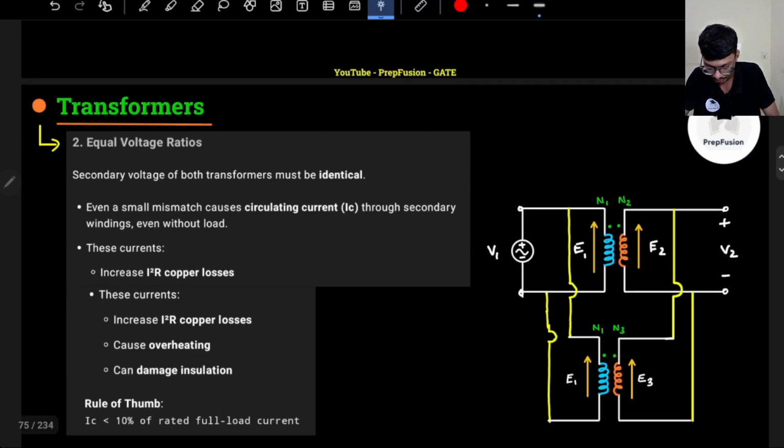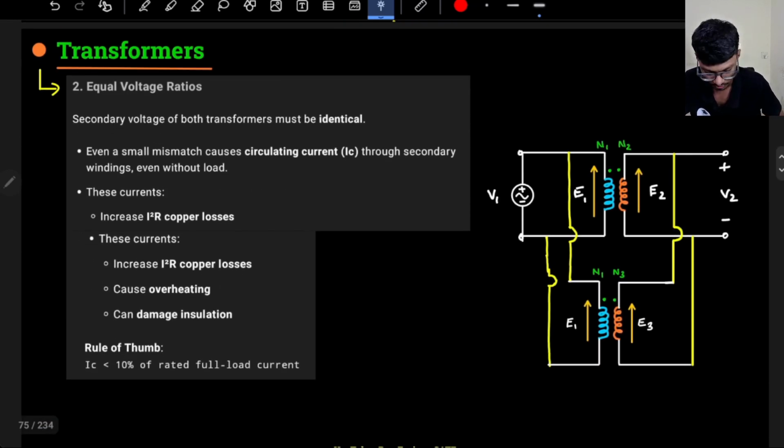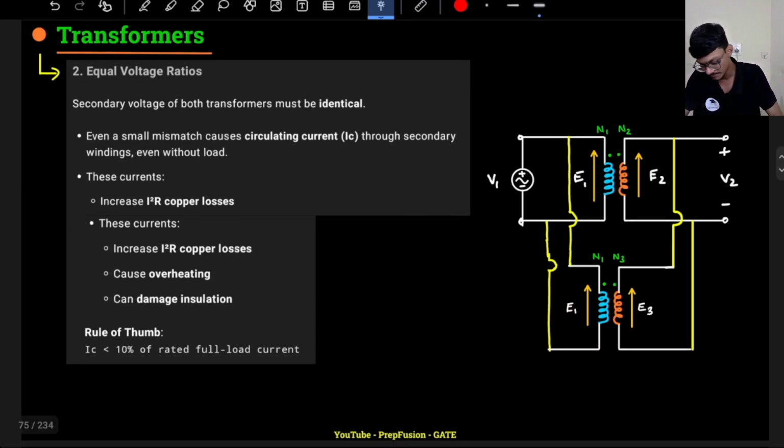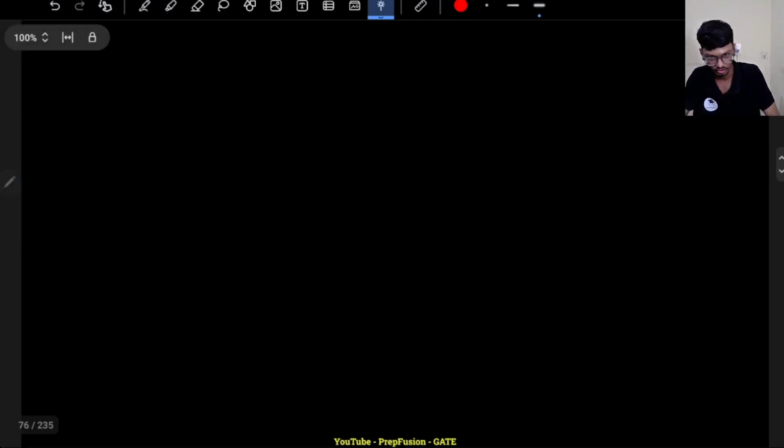Now why must there be equal voltage ratio? Why must there be equal voltage rating? If their primaries are not rated for the same voltage, there will be a problem. Again, there will be a circulating current. So let's solve one by one.